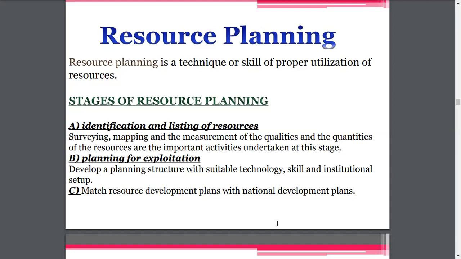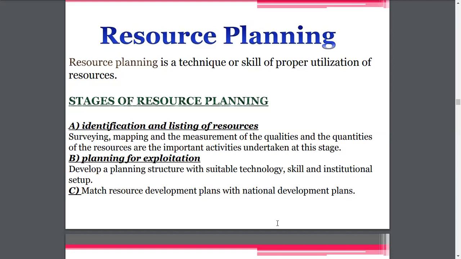Identification and listing of resources, and planning for exploitation, and match the resource development plans with the national development plan. That is surveying, understanding, measuring the quality and quantity of the resource available, and then deciding which type of activity should be undertaken at that stage. Okay, that is identifying and listing the resources.